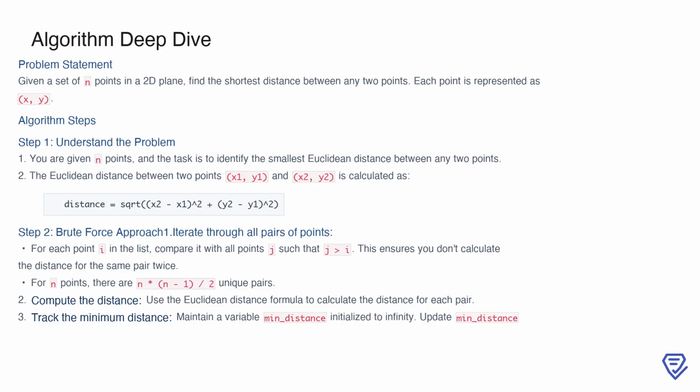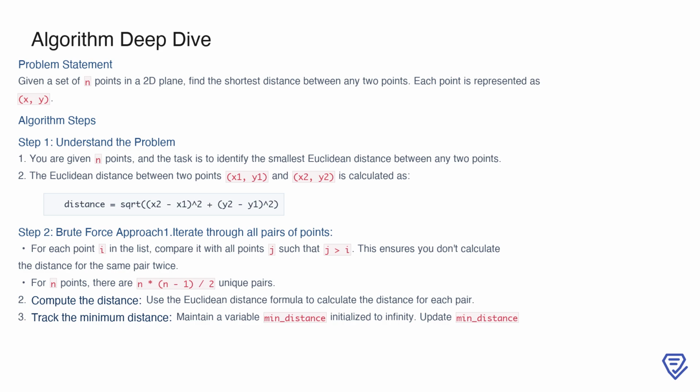Mathematically, it can be calculated using the formula: the square root of the sum of the squared differences in their x-coordinates and y-coordinates. Once we understand this, we can approach the problem using a brute force method. Here's how it works. First, we iterate through all possible pairs of points. For each point, we compare it to every other point that comes after it in the list, ensuring we don't repeat calculations for the same pair.